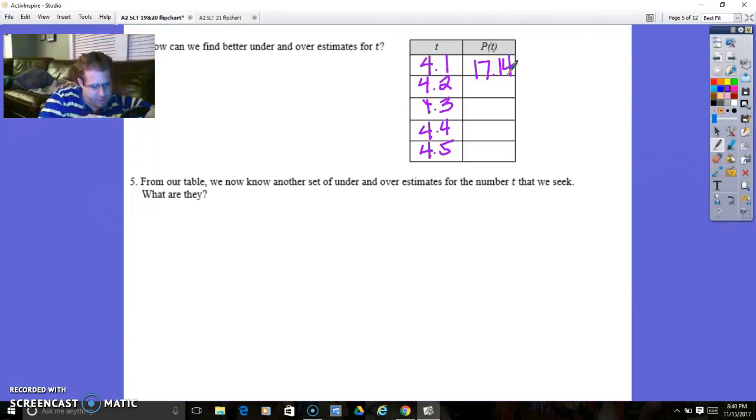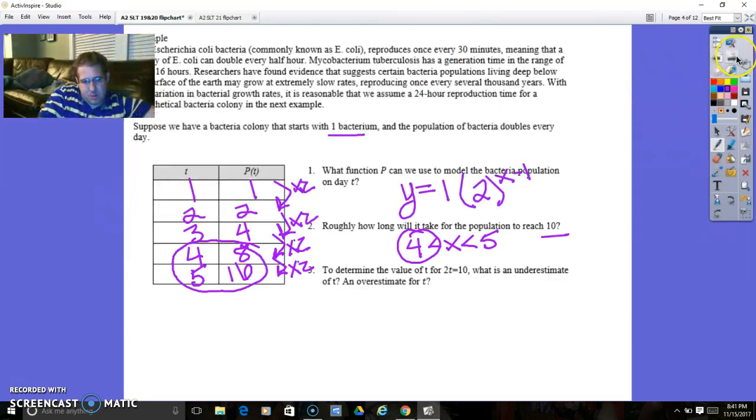2 to the 4.2 equals 18.37. So we're getting closer. Okay, what was the original number again? We're looking for 10. 10 is between the 4th day and the 5th day. Oh, because it's x minus 1.